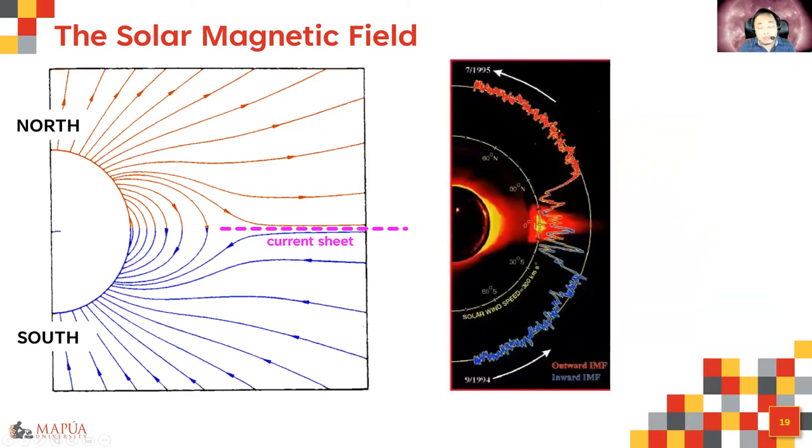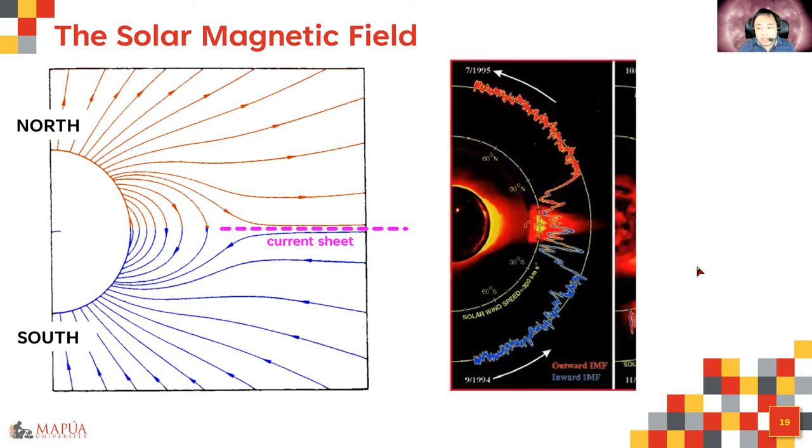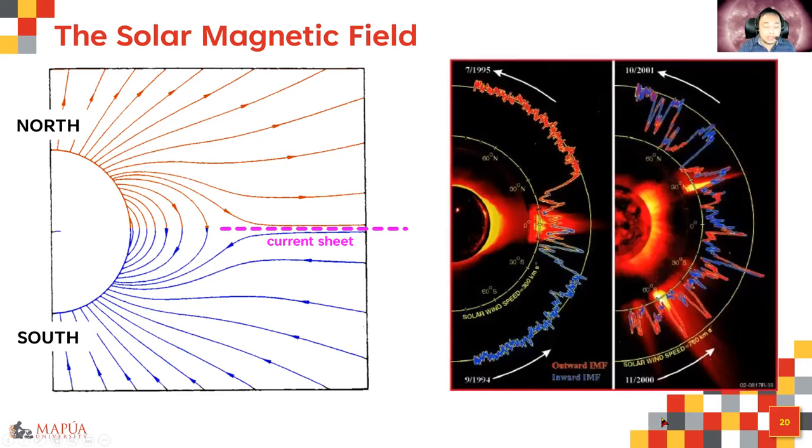The Ulysses spacecraft was able to measure and observe that as well. In this example of the helmet streamer, as you can see here, this is a boundary between magnetic field that is pointing outward and magnetic field that is pointing inward. This is usually found in the current sheets. This is basically found in the equator region during solar minimum, but during solar maximum, they can be found anywhere. So that's why it's very important to look at the solar wind parameters.